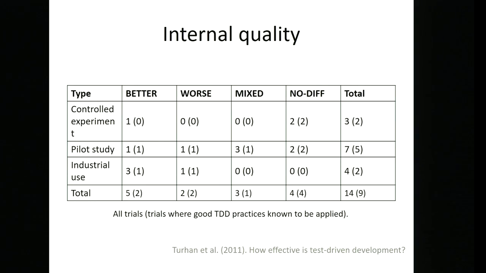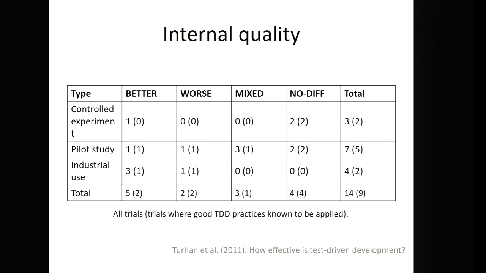Okay, so we also have these numbers in brackets. The number here is all trials, and these are trials where good TDD practices are known to be applied. So this is to do with the rigour of the research, and how well things were defined. Where people within the studies had defined precisely how TDD was being used, these are regarded as better evidence than where people just said, oh yeah, we did TDD, but actually we don't know the reality of that, we don't know what that really meant.